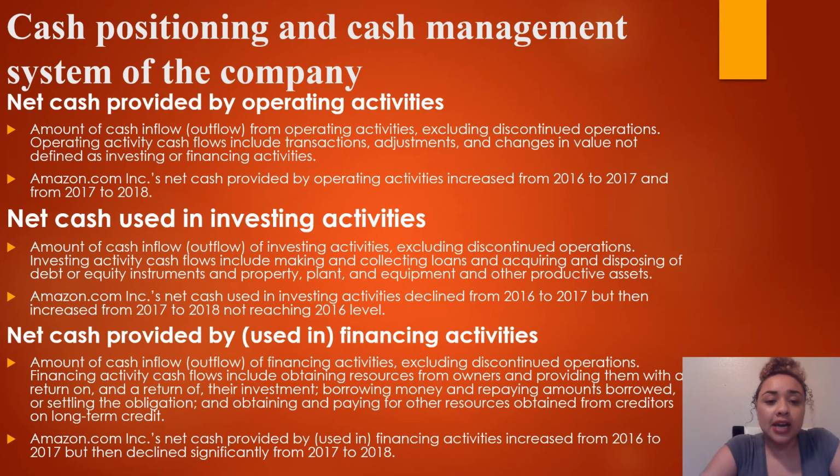The cash positioning and the cash management for Amazon is extremely similar to those of eBay. Amazon's net cash provided by operating activities did increase from 2016 to 17, and it also increased from 2017 to 18 because their rate is a lot more consistent with their operating activities. And their net cash used in investing activities did decline from 2016 to 17, but then it increased from 2017 to 18, but it didn't reach the level that it was at in 2016, but it did steadily increase. And the net cash provided in financing activities increased from 2016 to 17, but then it did decline significantly in 2017 to 18.